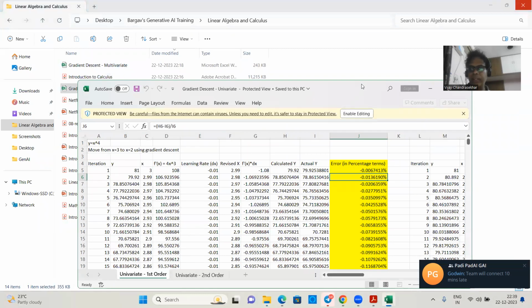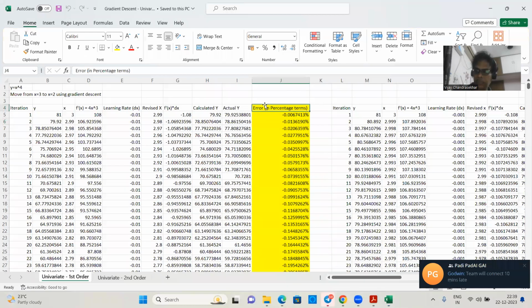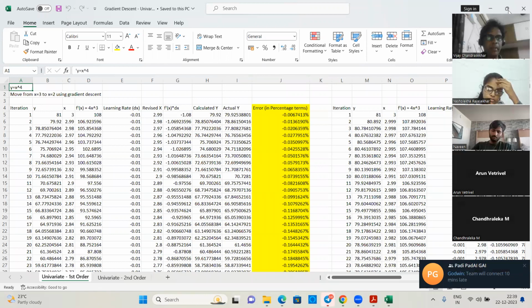I like doing things on Excel because I'm not a coder. Excel is easy for people like me. So what we're going to do here is, I'm going to pick a function. In this case, y is equal to x to the power of 4. And I'm going to move from point x is equal to 3 to x is equal to 2. And I'm going to use the gradient descent algorithm to do so.